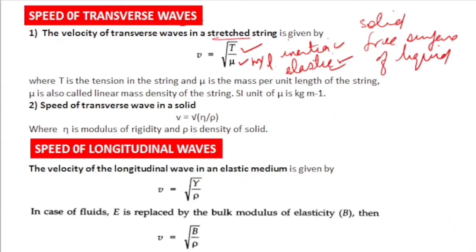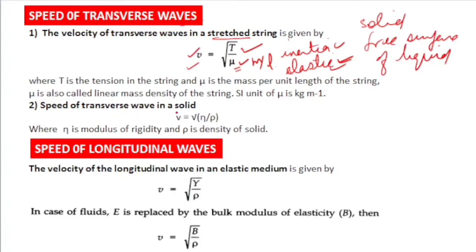So both the inertial and elastic factors are responsible, and the speed is given by under root T by mu. T is the tension in the string and mu is the mass per unit length. Mu provides inertia in the string and tension provides elasticity, and both are responsible for the wave to travel in a stressed string. So its velocity is this one.